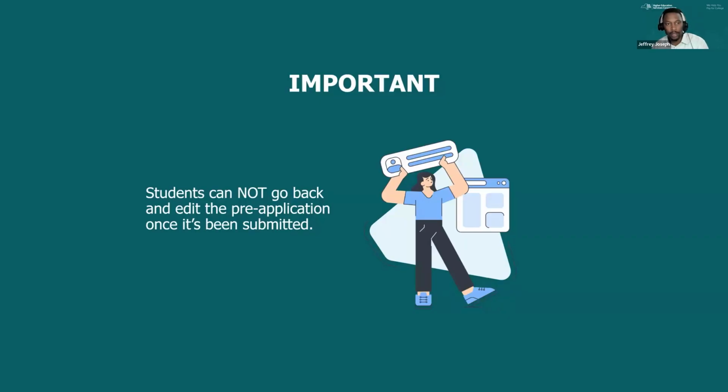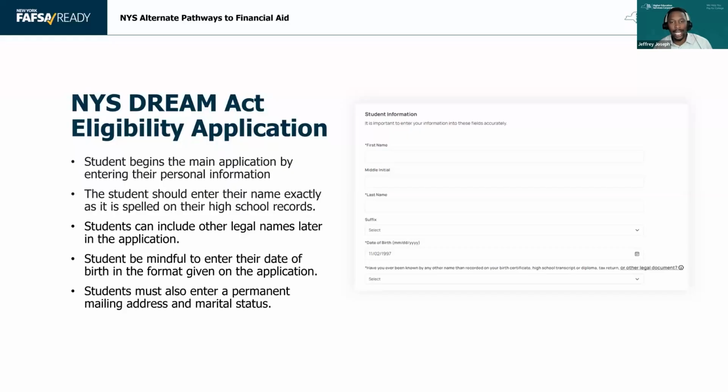Once they go through the pre-application, they'll end up here at the actual DREAM Act eligibility application. They'll have to put their first and last name. This is also really important because whatever name they put here is the name that we work with SED to figure out if they meet the high school graduation requirements. So students must put their first and last name as it appears on their high school records.